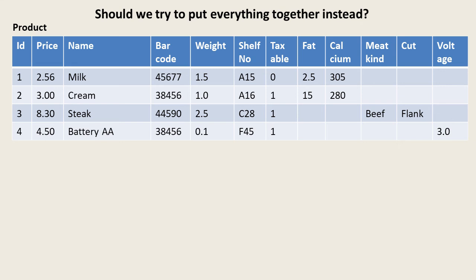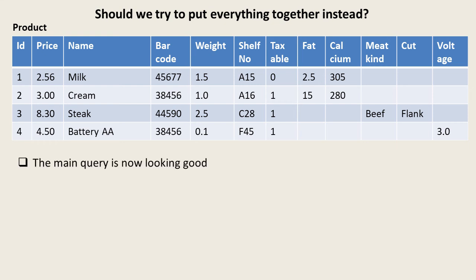It has all mandatory columns, meaning all columns which all objects should have: price, name, barcode, weight, shelf number, and taxable. And it also has all additional columns gathered from different kinds of objects. So for dairy products, it will have fat and calcium. For other products, it will have other columns. And now it has all of them together. So what could we say about this design approach?